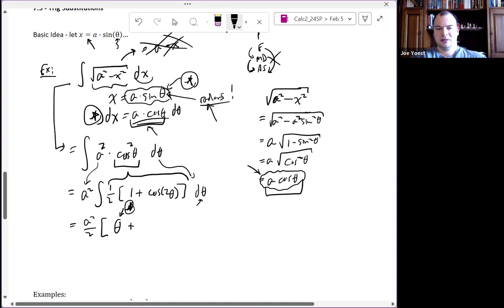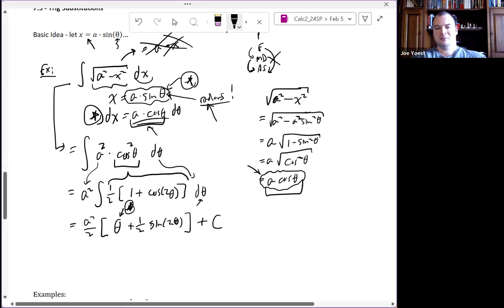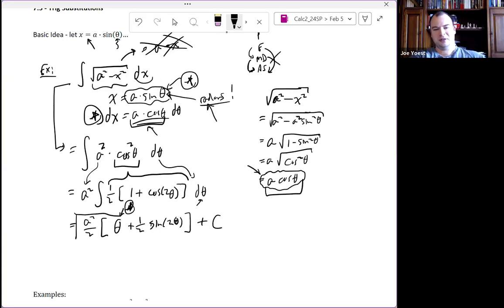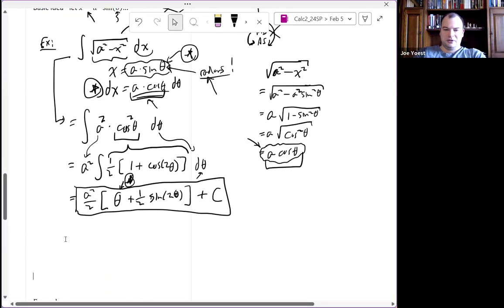Okay, so the 1/2 came out. The integral 1 d theta turned into a theta. The integral cos of 2 theta is going to integrate to something like sine of 2 theta. If I differentiate the sine, I get cos of 2 theta times 2, so I need a 1/2 to fix that, plus a constant c. And I could leave this in this form. This is probably one of the few exceptions where leaving it in this form isn't really terrible.